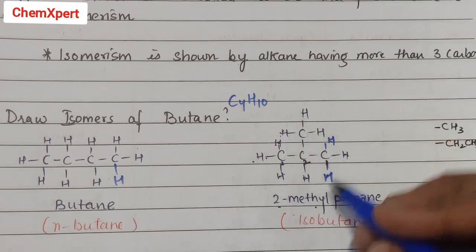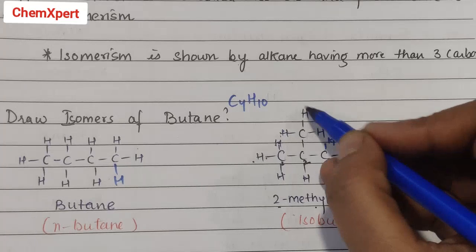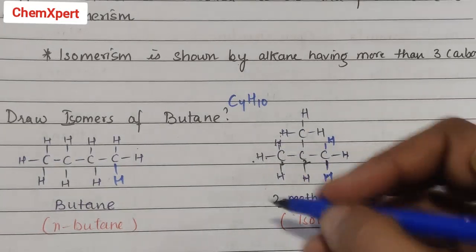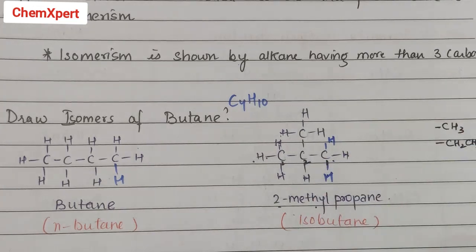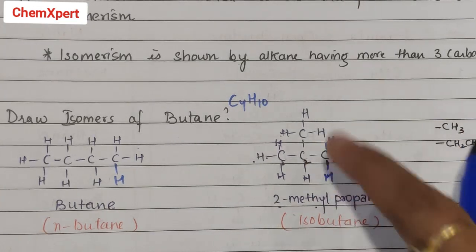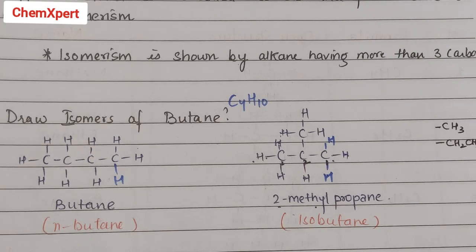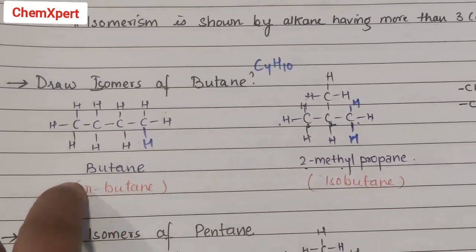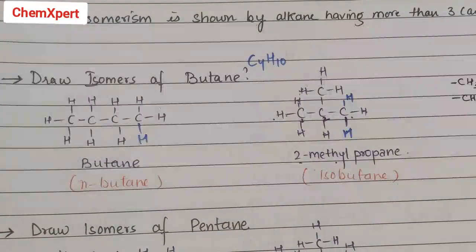So this is a branch structure which is known as 2-methylpropane. Now this group CH3 is known as methyl and the 3 carbon chain is propane. Why 2? Because it is at the second position here. And in common name it is known as isobutane. So 2 structures are possible for butane. One is straight chain, another one is branch chain.